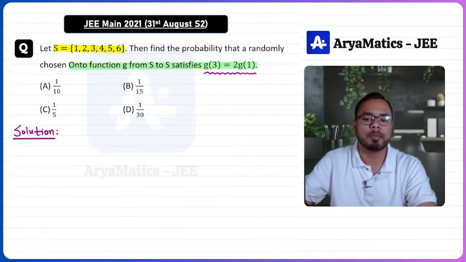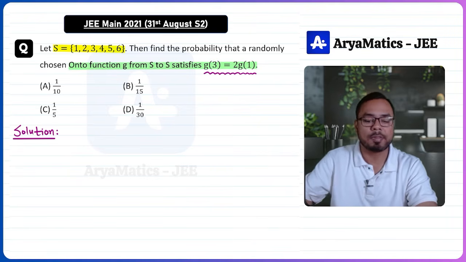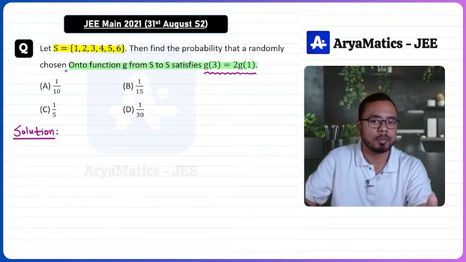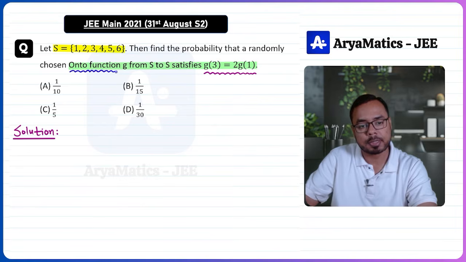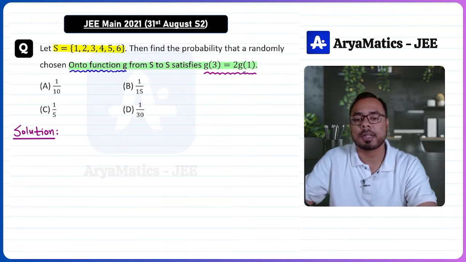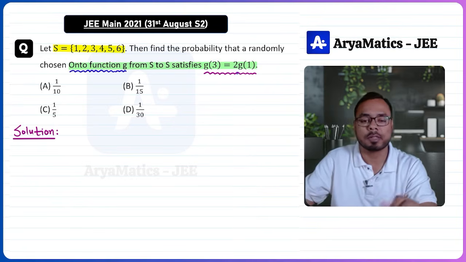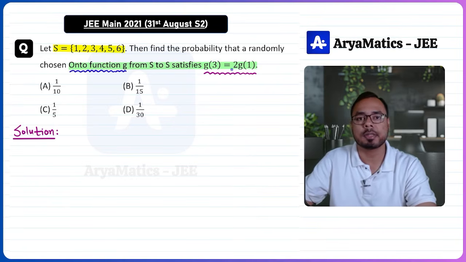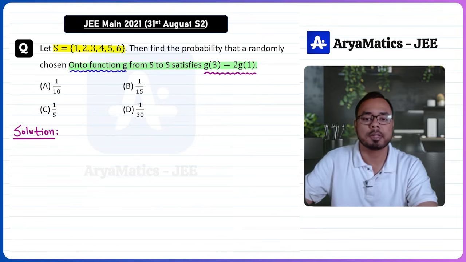Now in this problem we have to first find the total number of onto functions from S to S, that will give us number of elements in sample space, and then we have to find how many functions are there which are satisfying this condition, that g of 3 is twice of g of 1, and then probability will be number of favorable cases by total number of cases.